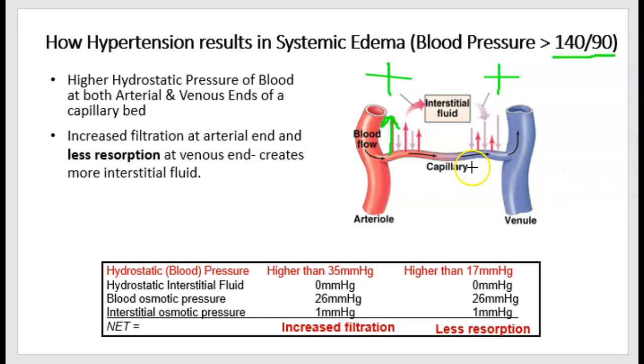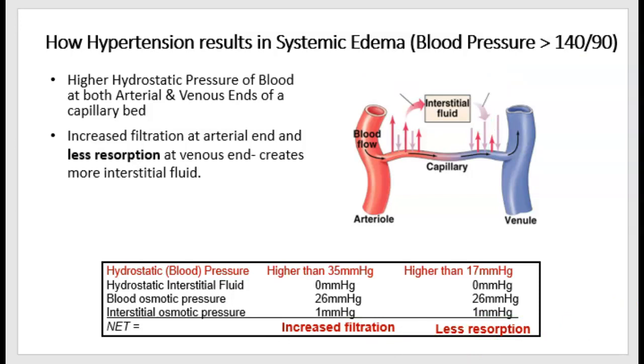And because it also is happening at the venous end, you're going to have less reabsorption. And instead you'll have some filtration that you normally wouldn't see. So you get increased filtration of the blood, more water escaping out of the blood, and less reabsorption. And so what you see is systemic edema.